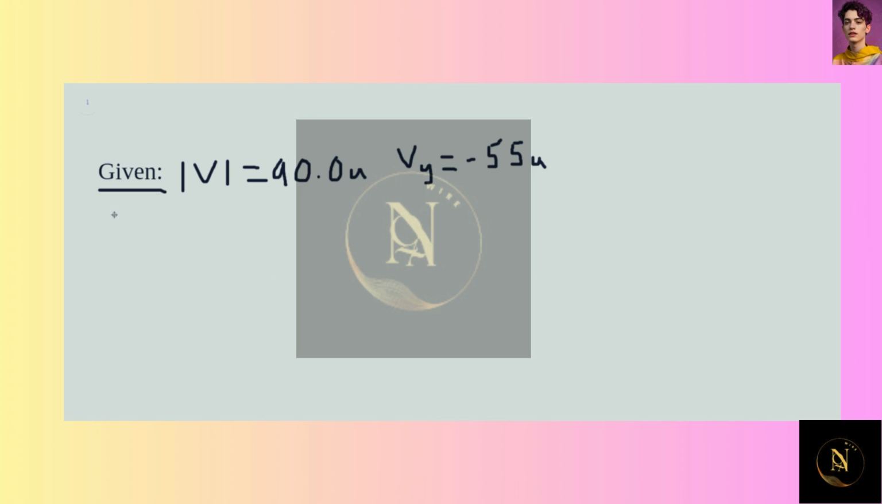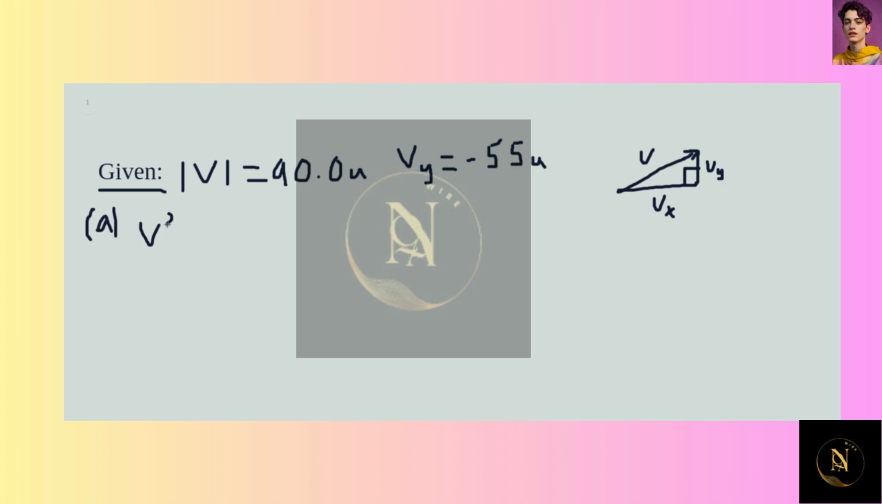Okay. So I wrote down here what we were given at the beginning of the problem. We were given that the magnitude of vector v is 90 units, and the v_y component of that is minus 55 units. So for part A, it wants us to determine the potential value for v sub x. If we draw our vector v, we know that it has an x component and a y component. This would be v sub x. This would be v sub y. It forms a right triangle, so we can use the Pythagorean theorem to find the x component.